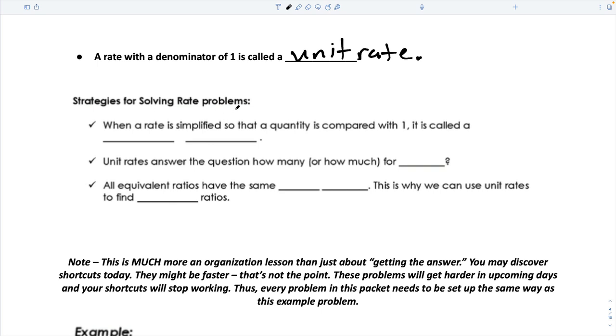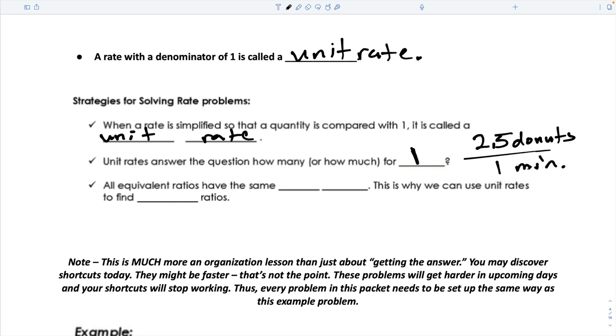When a rate is simplified so the quantity is compared with 1, it's called the unit rate. You need to have a denominator of 1 because the question asks for how much or how many for 1 of something. If I said I eat 2.5 donuts in 1 minute, that is the unit rate.